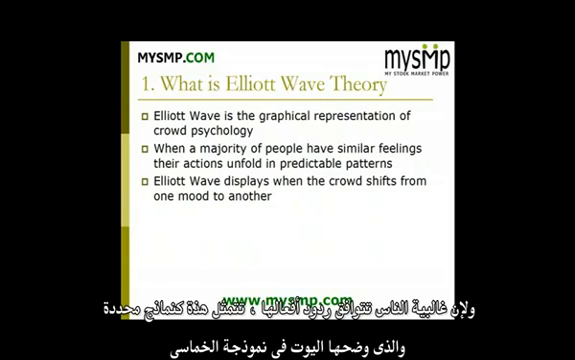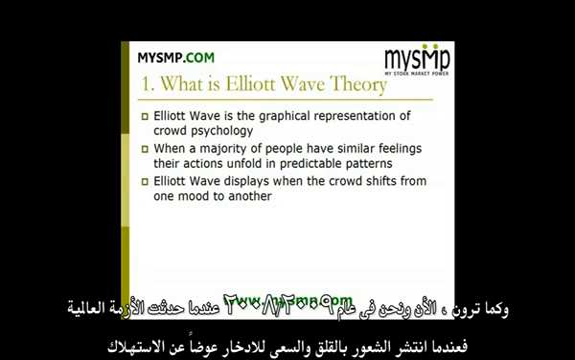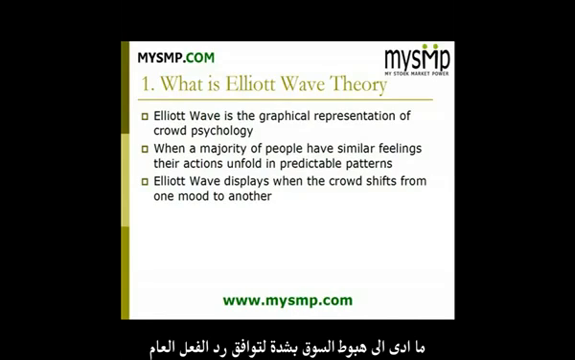Again, when a majority of people have similar feelings, their actions unfold in predictable patterns. Elliott displays that when the crowd shifts from one mood to another, this can be displayed in his five-wave pattern. As you've seen even today, in the 2008-2009 credit crisis, everyone in the world pretty much feels that the party's over in real estate. You have to save more. You can't spend and consume as much. Of course, this has led to a reaction in the market. Everyone feels the same way. The market goes down in unison, and it goes down hard.